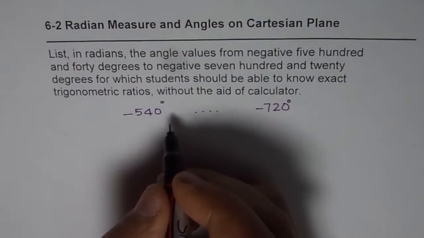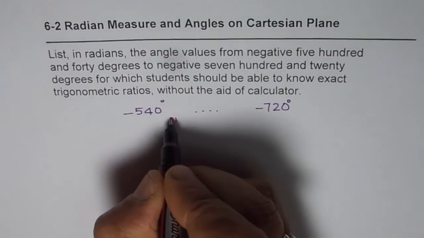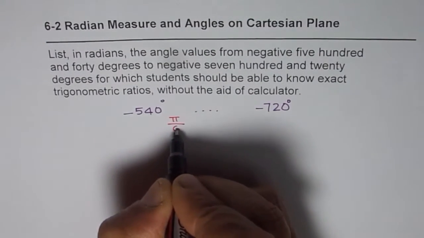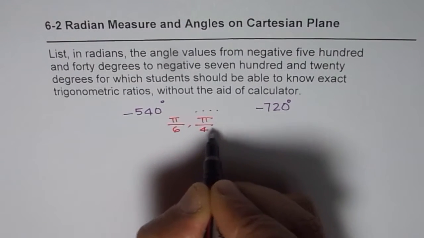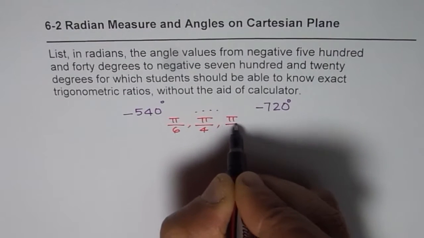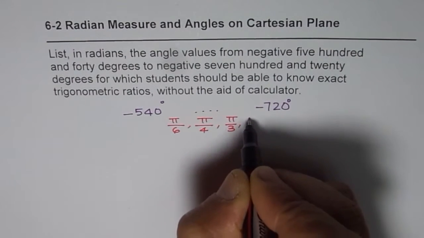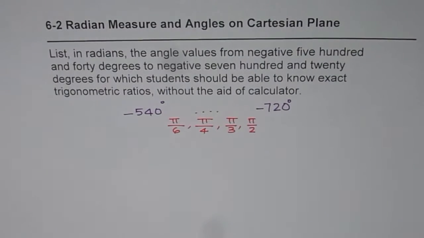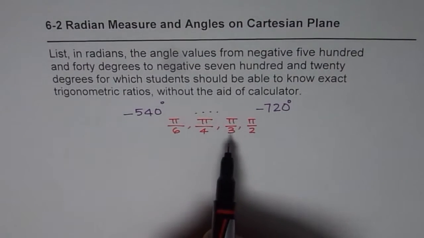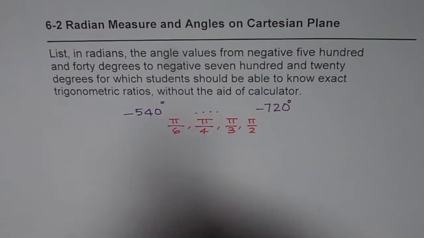Well, the angles are pi by 6, pi by 4, pi by 3, pi by 2. These are in fractions, then pi and 2 pi. So basically these are the angles which students can work with, correct? We have to write all answers in radians, so let's think in radians.